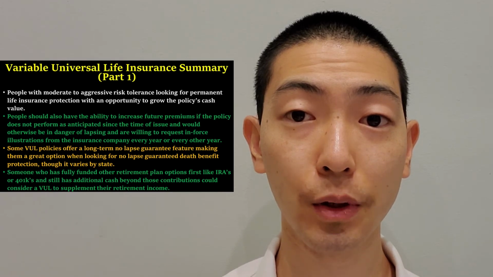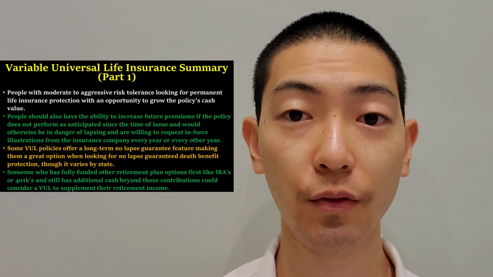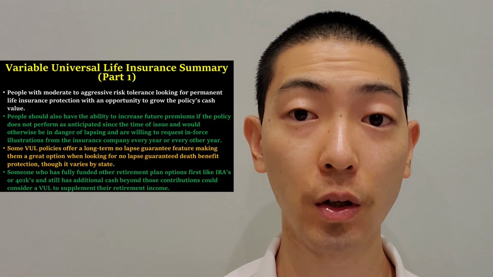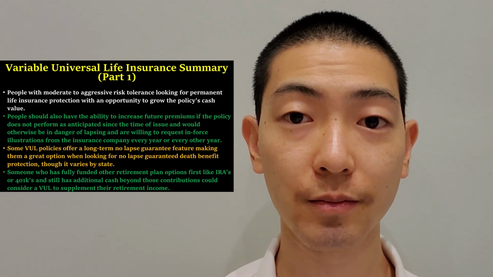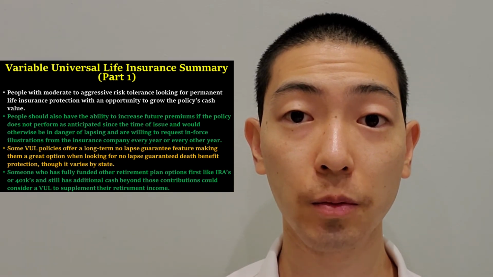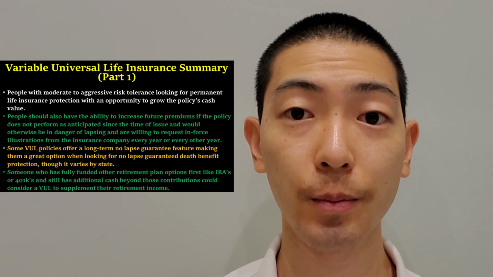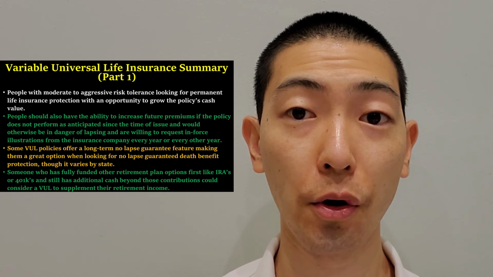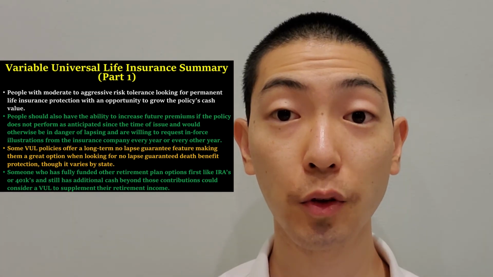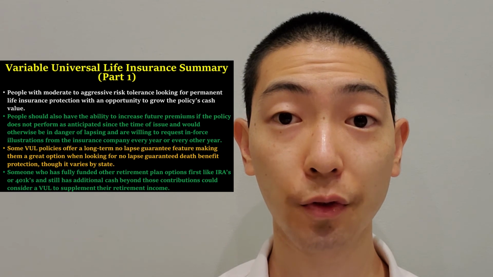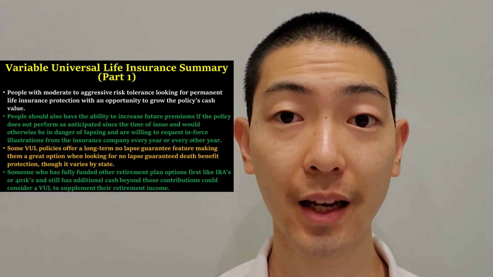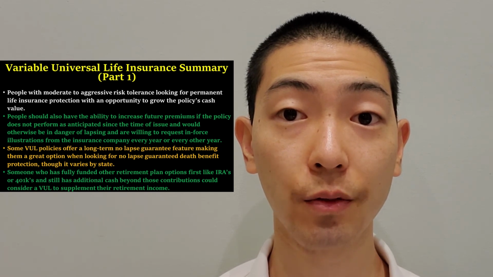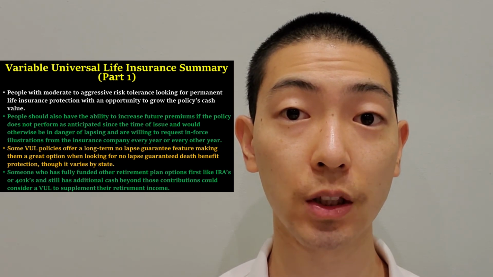People should also have the ability to increase future premiums if the policy does not perform as anticipated since the time of issue and would otherwise be in danger of lapsing. Some VUL policies offer a long-term no-lapse guarantee feature, making them a great option when looking for no-lapse guaranteed death benefit protection, though it varies by state. Someone who has fully funded other retirement plan options first, like IRAs or 401ks, and still has additional cash beyond those contributions could consider a variable universal life to supplement their retirement income.